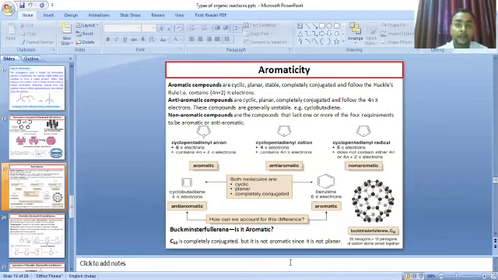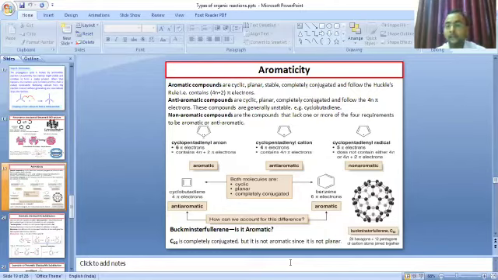And here you can see in the cyclopentadienyl anion there are 6 pi electrons. In the second example, the cyclopentadienyl cation, there are only 4 pi electrons, and this is a multiple of 4n pi electrons. So this is an anti-aromatic compound.